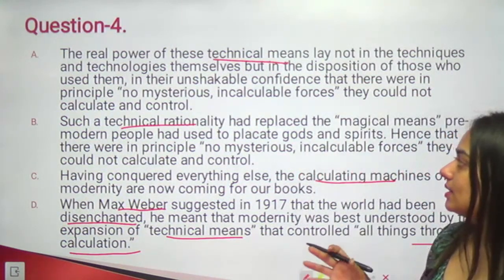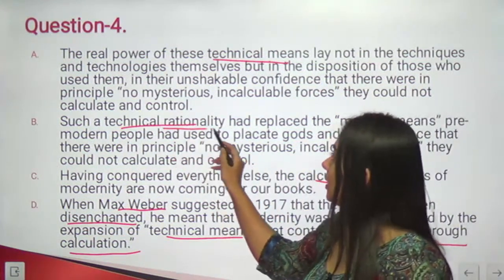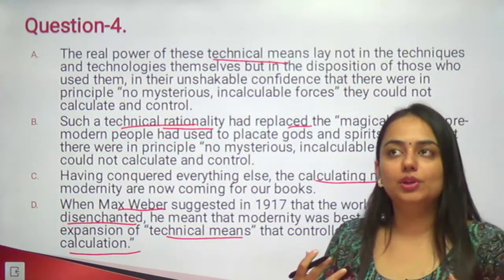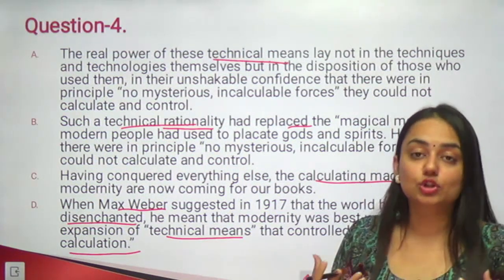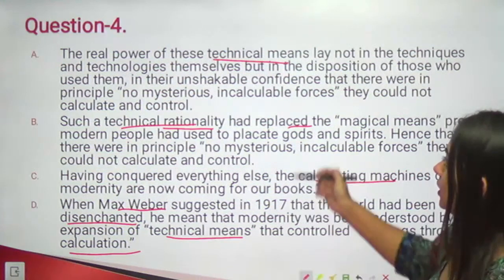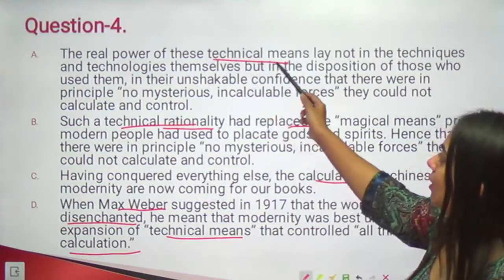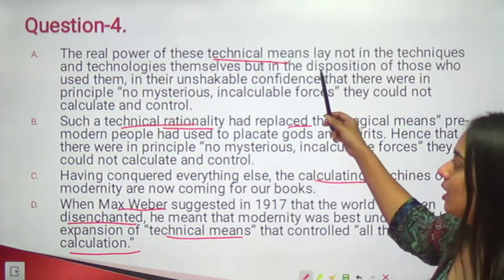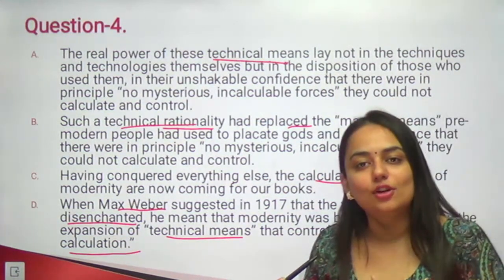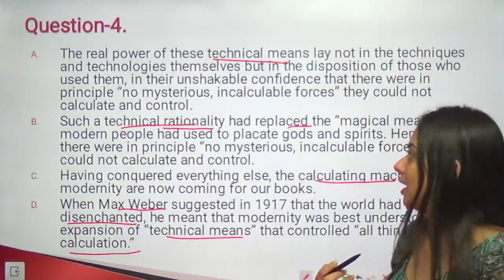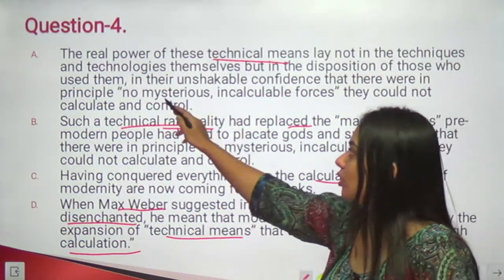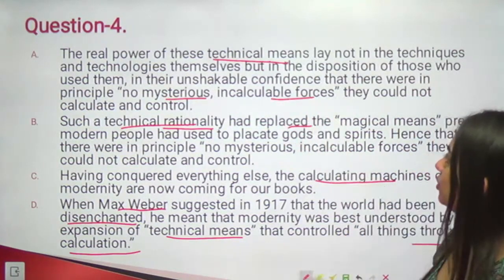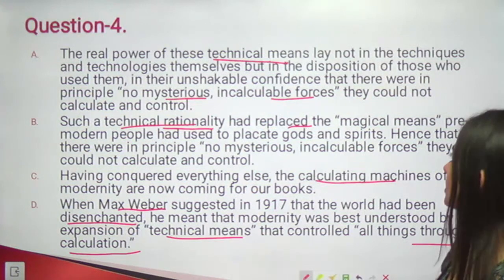So all the sentences are talking about technical rationality, that how it has replaced people's belief. People used to believe in a lot of superstitious things, now they don't. This also talked about the same. The real power of these technical means lay not in the techniques or technologies themselves, but how people perceive these technologies to be so correct, so accurate. They have this desire that they don't want to be in any kind of uncertainty or mystery. They don't want to go for any incalculable forces.